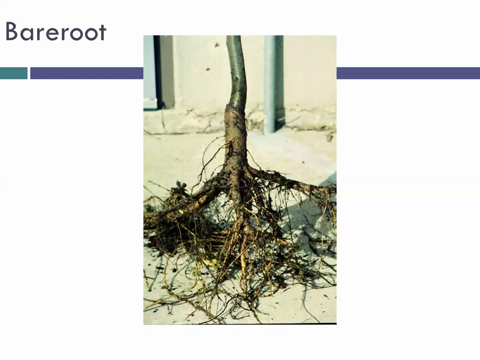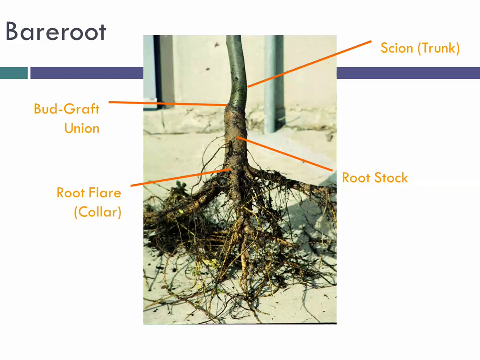So let's talk about bare root. Here's an example of bare root. Some little bit of anatomy here. Most of our bare root trees are going to be grafted. That is, there's going to be some sort of seed-grown rootstock with a cultivar grafted onto the top. And here we're looking at the scion, and down below this is the rootstock, and where the two meet, this is the bud graft union because they were grafted.